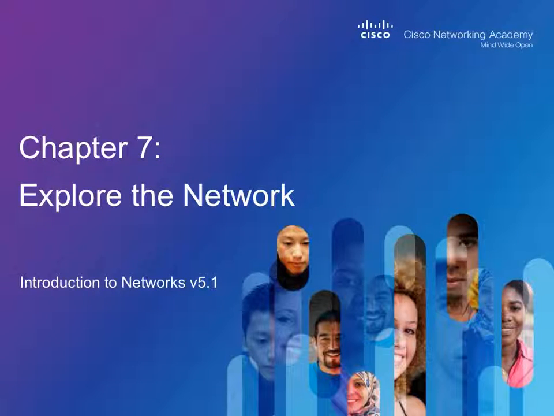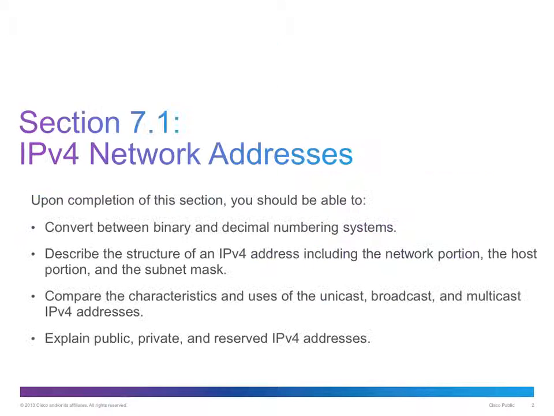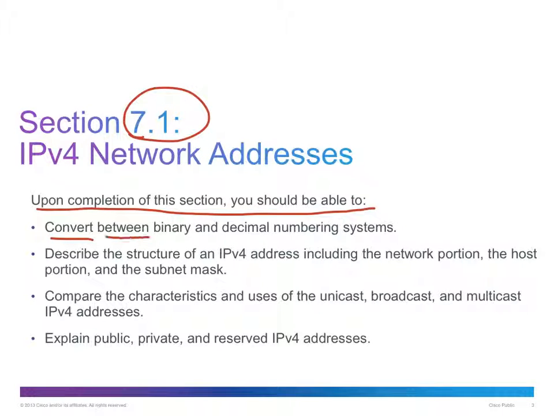Okay, so now here we are, chapter 7, and we're going to do section 7.1.1, and that's IP version 4. We're going to get started on that addressing. We already went through what the outline's about, so section 7.1 is going to cover a variety of things. So you should be able to convert between binary and decimal numbering systems. We're going to work on that today.